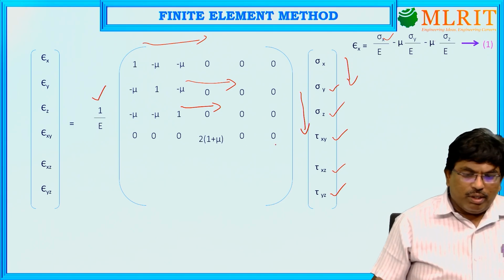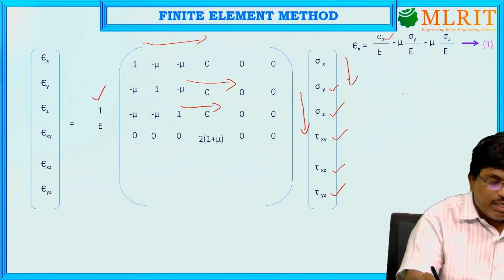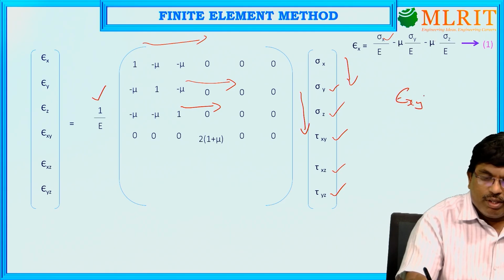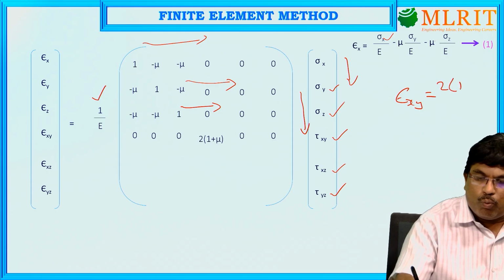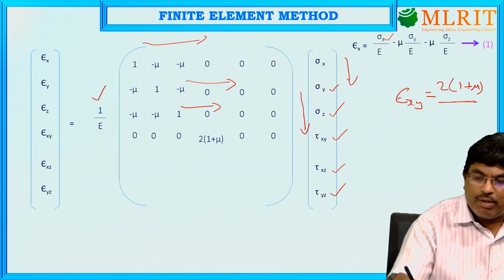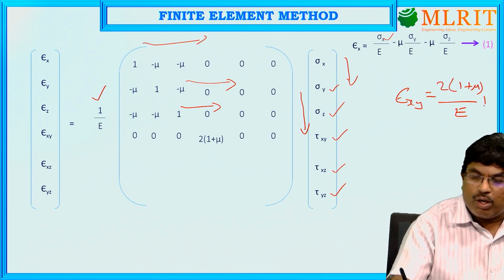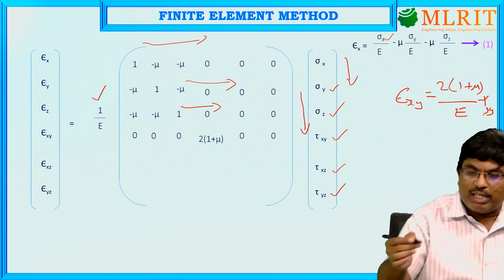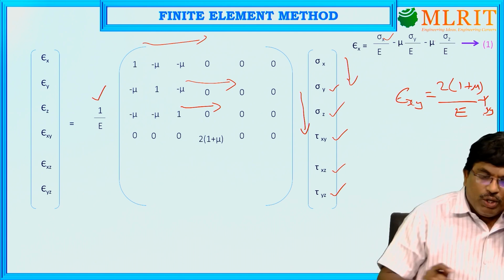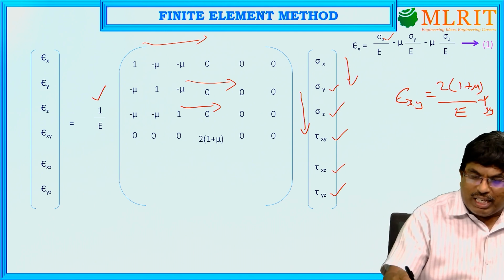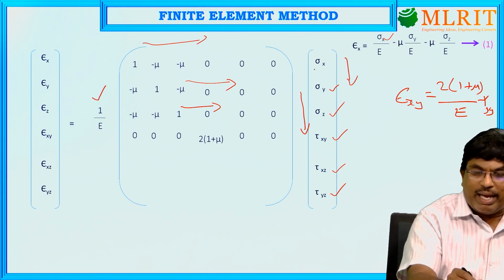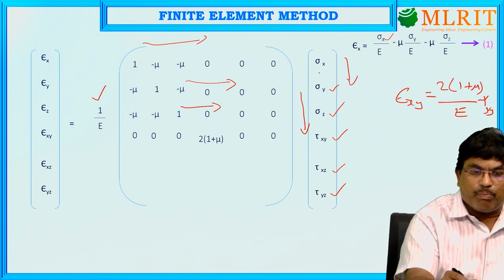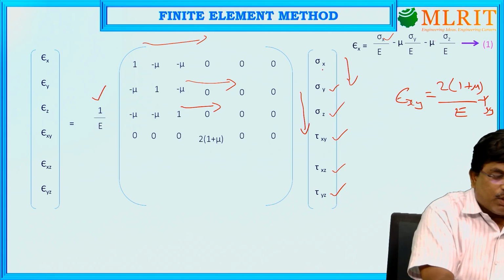So you know that epsilon xy, which we already have, equals 2 into 1 plus mu by E into tau xy. Take the same equation as equation number 4. In this equation there is no sigma x. If there is no sigma x, it means the coefficient of sigma x equals 0.